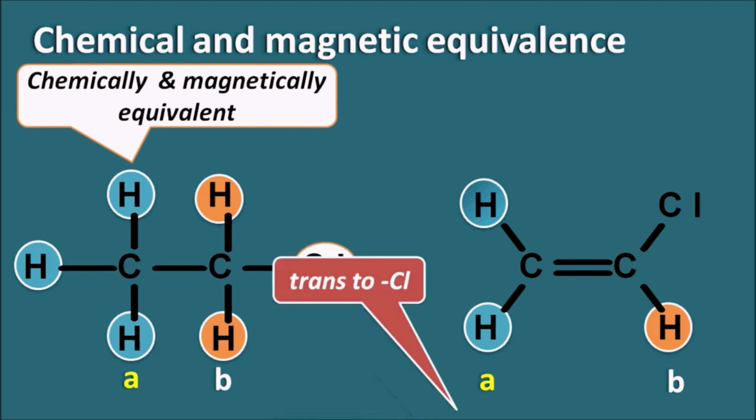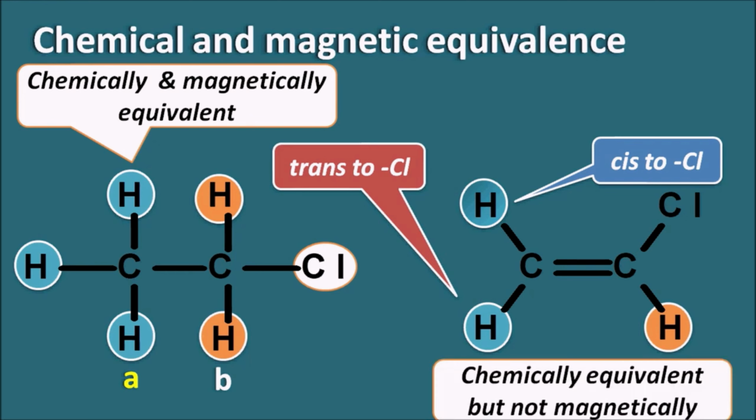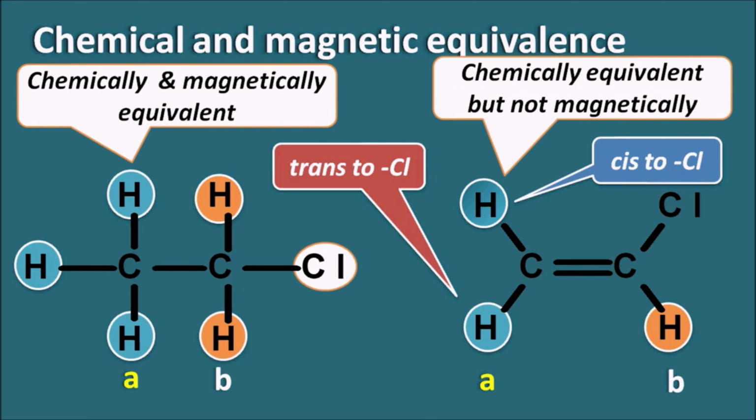Here you can observe that the proton indicated by A is trans to the chlorine, but this proton is cis to the chlorine. That means even though it is connected in a similar way, it is arranged in a different way. Because of the geometrical isomerism, the proton indicated by A is trans to the chlorine, but the second type of proton is cis to the chlorine. Now this proton is chemically equivalent but magnetically not equivalent.